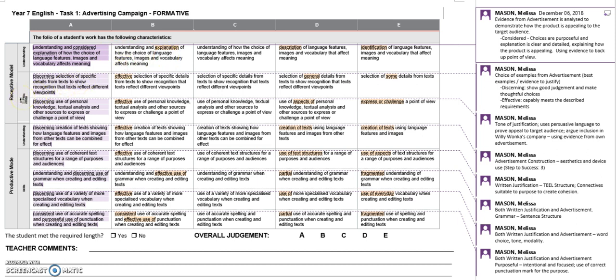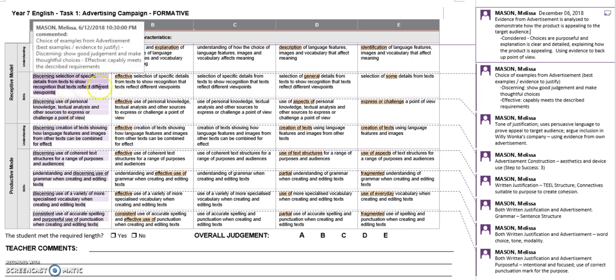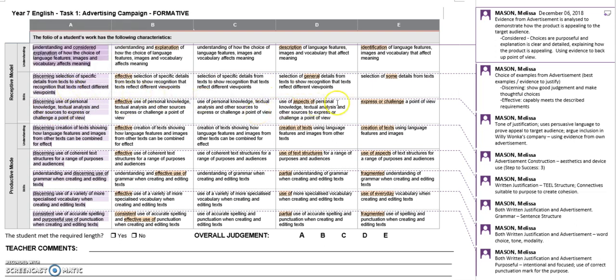In regards to the skills of the receptive mode, there's two criteria. The first being the discerning selection of specific details from text to show recognition that texts reflect different viewpoints. Here we're having a look at your choice of examples from the advertisement. So we want you to make sure that you're using the best examples of evidence to justify. And the difference between an A and a B is the discerning versus effective. Discerning meaning showing good judgment and making thoughtful choices, where effective means that it capably meets the described requirements.